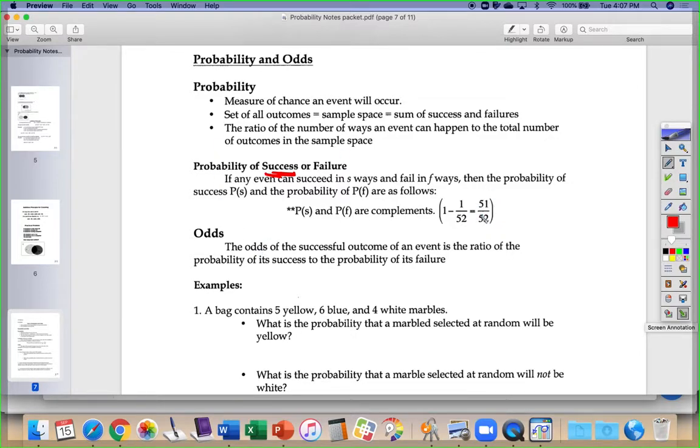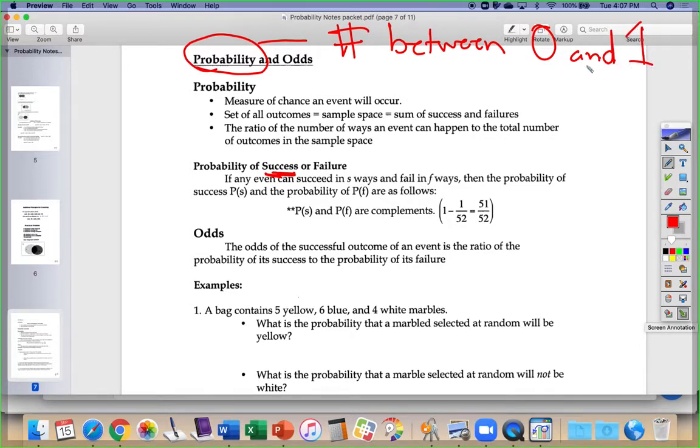A probability, again, can only be a number between 0 and 1. That's a great thing. So if the question ever says find a probability and you ever get an answer that is not between 0 and 1, you know for sure it is time to look at your work because something is not adding up.